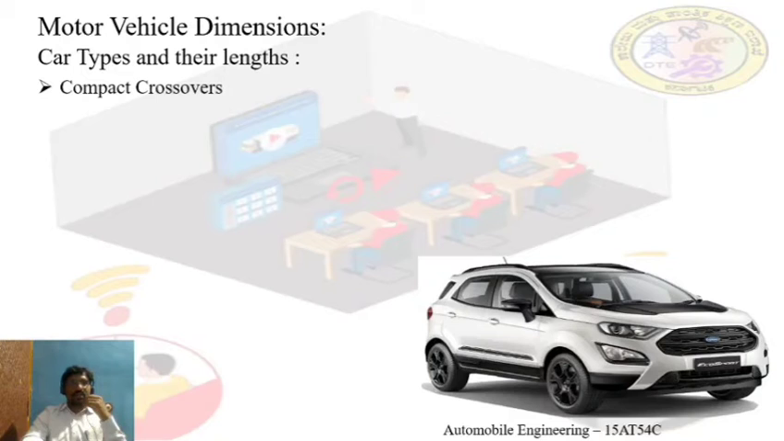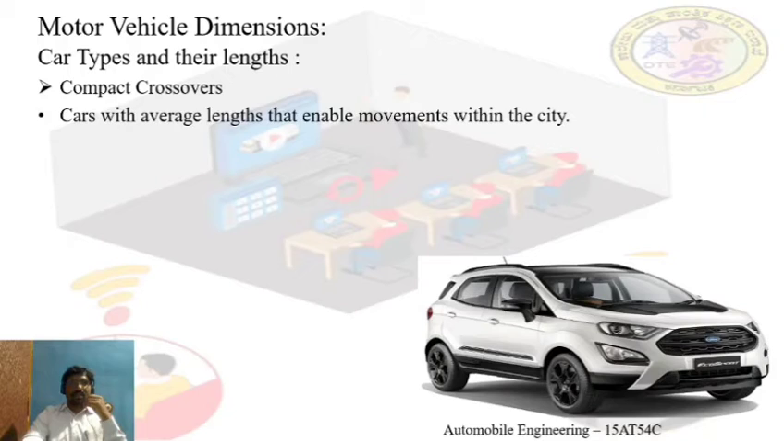The next type of vehicle is compact crossovers. These are cars with an average length that enables movement within the city. So we can observe that the wheelbase, the distance between the wheel centers from the front to the rear wheel, is comparatively very small, and also you can observe the sporty look, a more powerful kind of engine, and more features will be available in this particular segment of cars.